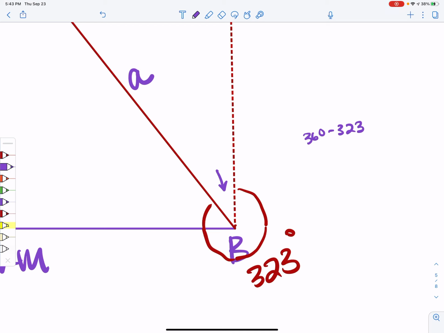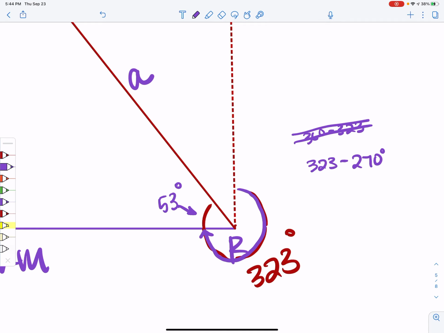But how about this? Let's do something a little bit different. Remember that if I had gone all the way to this point, that would have been 270 degrees. So if you did 323 minus 270, that would just give you this piece. So that's two different ways of finding the angle, and I'm going to get 53 degrees for this.